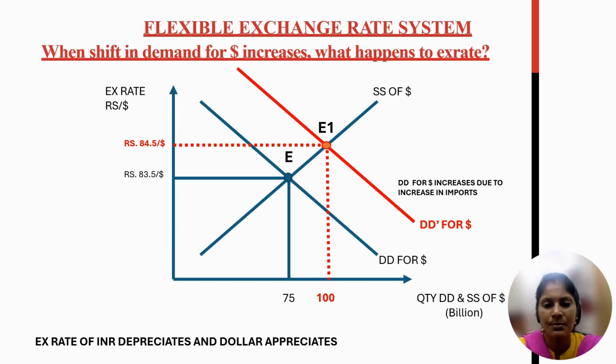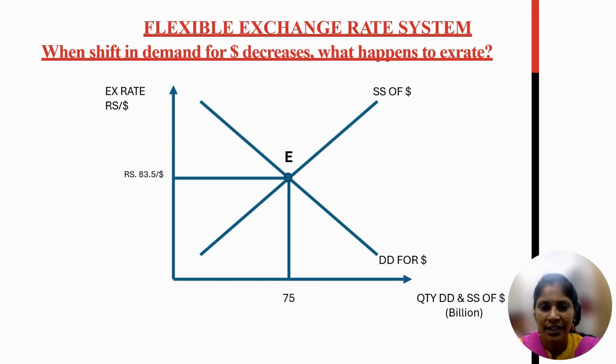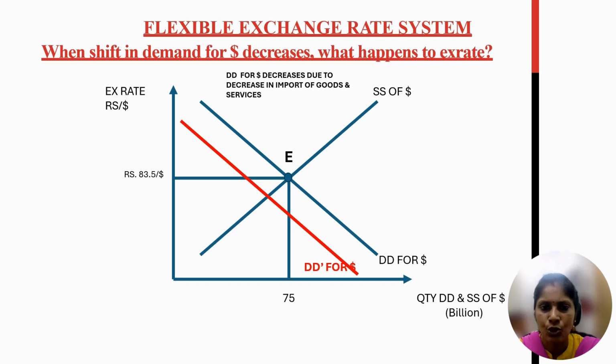Hope you have understood this particular slide, and we go to the next slide where we explain what will happen to the exchange rate when there is a decrease in the demand for dollar. So from the existing demand and supply and the exchange rate, we will see now there is a decrease in the demand for dollar to DD dash for dollar. Okay, and this is due to the decrease in imports of goods and services.